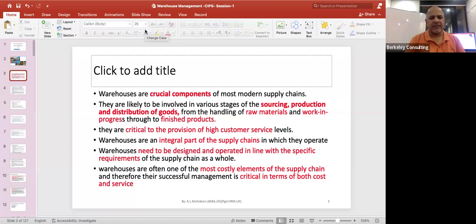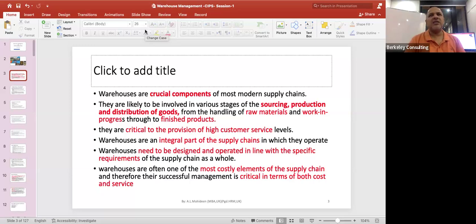Or breaks. So warehouses are an integral part of the supply chain, we understood. They need to be designed and operated in line with the specific requirements of the supply chain. Warehouses are often the most costly elements of the supply chain. That is also important, because warehouse rent is basically very high. If you are running a warehouse, you have the cost.